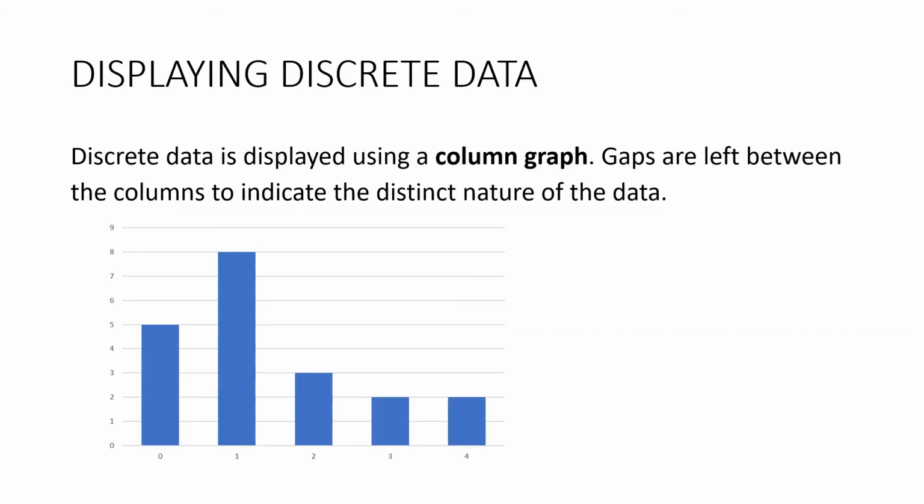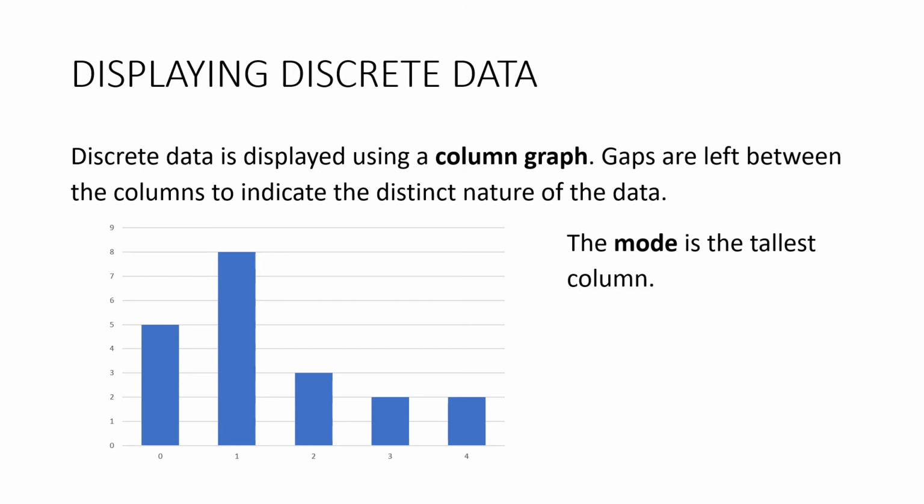And after we organize our data, we have to display it. And discrete data is displayed using a column graph. And we leave gaps between the columns to indicate the distinct nature of the data. Here's our data set from before. You can see how we've got 2 threes and 2 fours, but we have no 3.5 or 3.7 because it's discrete data. So that's why we leave the gap.